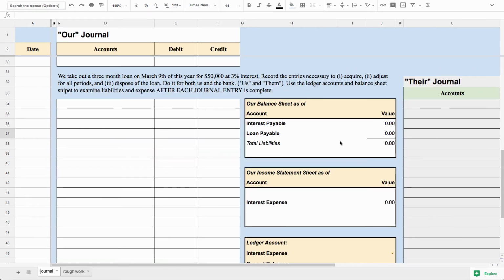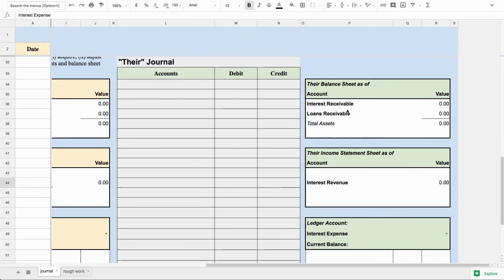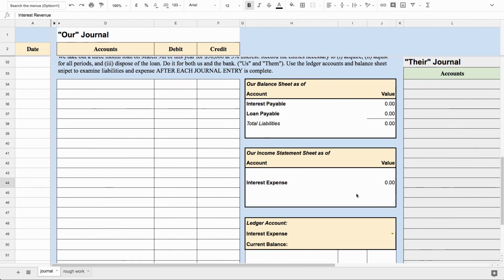I also want you to look at these after each journal entry to see what's happening to the financial statements, to our income statement and to our balance sheet as of the dates that they'll show you, right? To our interest payable, our loan payable, and our interest expense. Same over here. For the bank, it's going to be interest receivable, waiting to get the interest. Loans receivable, when a bank makes a loan to you, it's an asset to the bank that it's waiting to get back. And then interest revenue as the interest gets earned and paid. Right? Give that a crack.